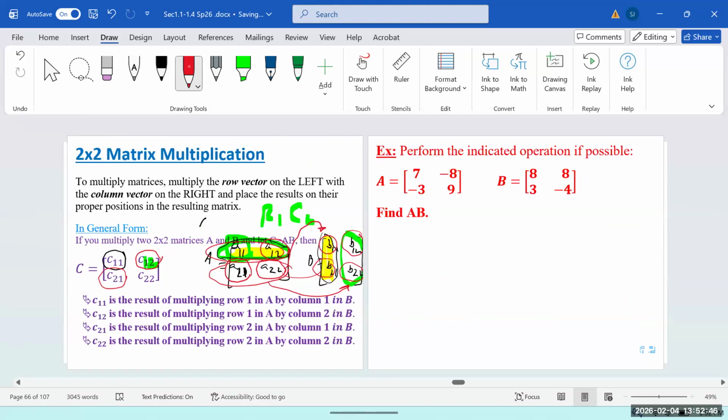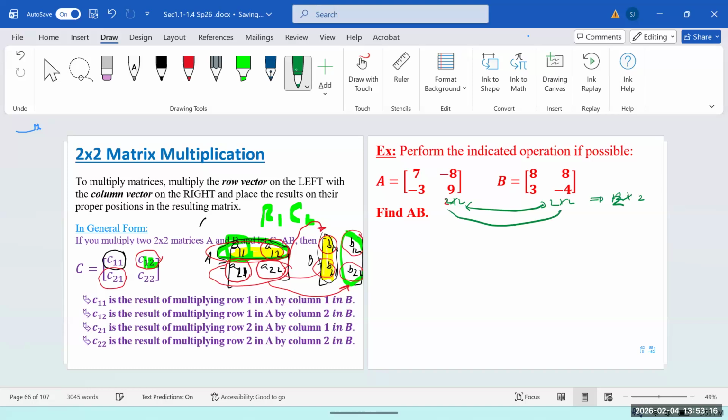Let's do one example. We have a 2 by 2 matrix, 7, -8 row-wise, and -3, 9 row-wise. Our B matrix has 8, 8 row-wise, and 3, -4 row-wise. So we have 2 by 2, 2 by 2. That means we can multiply, and our result will be 2 by 2. So this is the result, and this is the condition. Result. So let's do the multiplication.